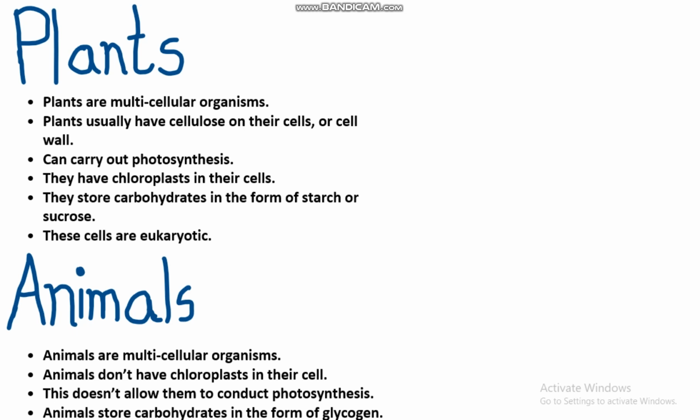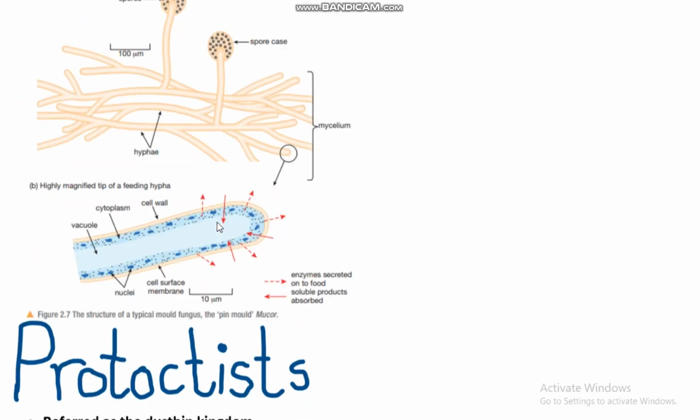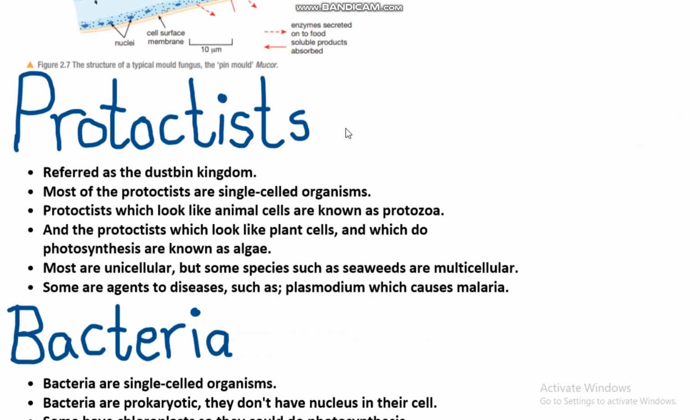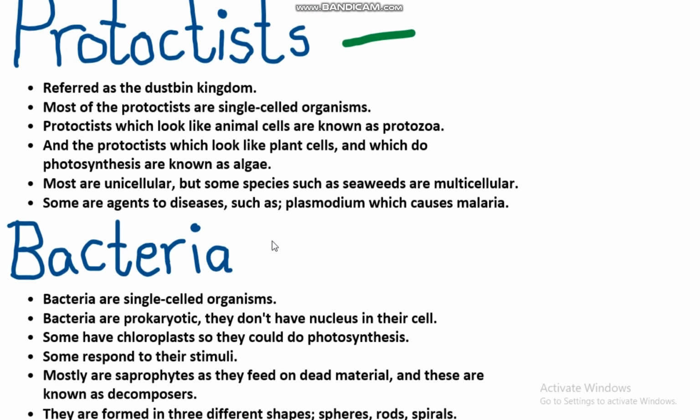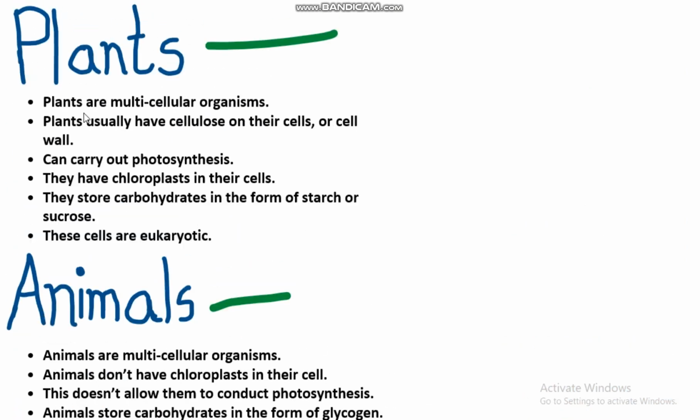Hello guys, today we'll be talking about organisms, living organisms and the variety of living organisms in our environment. There are many types of organisms. First we have plants, then animals, then fungi, then protoctists and bacteria, and viruses. So first we'll talk about plants.